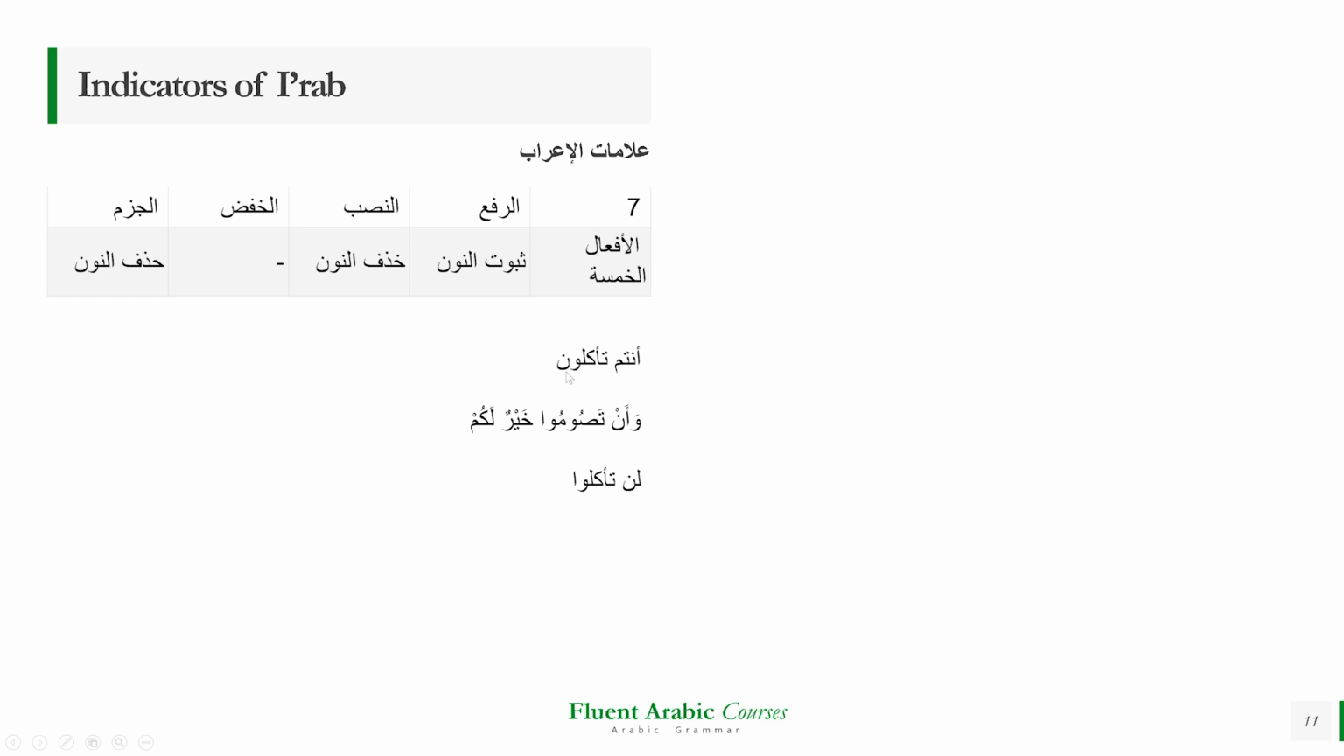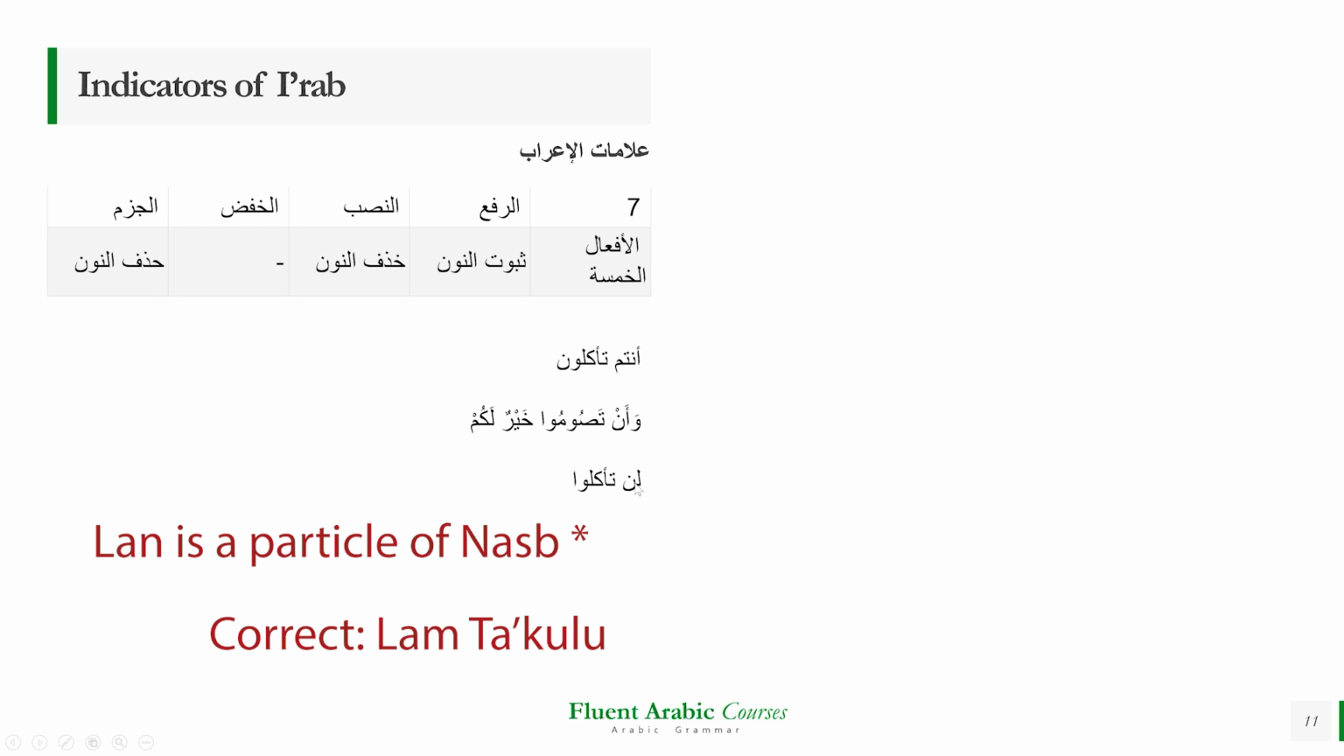Antum ta'kulun, state of rafa. Wa an tasumu khayrun lakum. Here the final noon is removed because of the particle of nasab, and it is replaced with the alif. Lan ta'kulu, again the state of jazm is shown by removing the noon and replacing it with the alif.